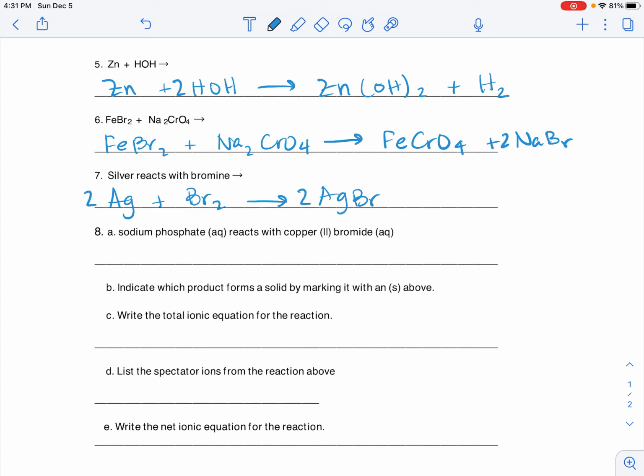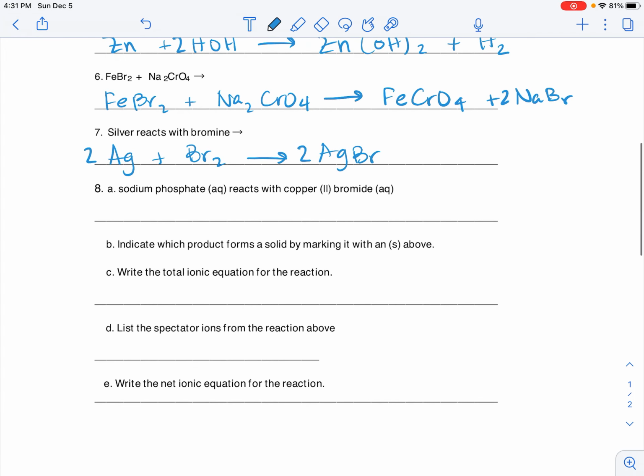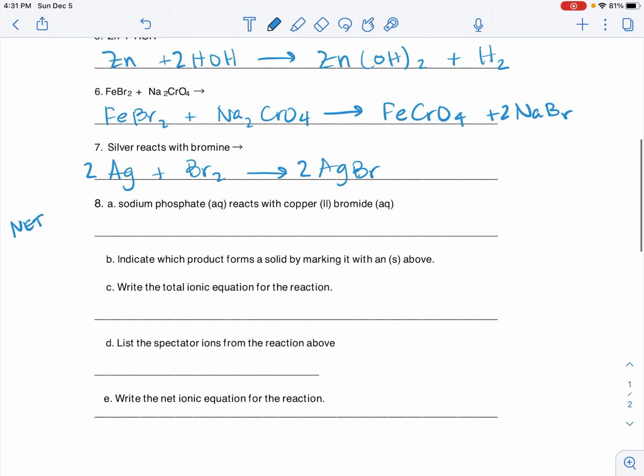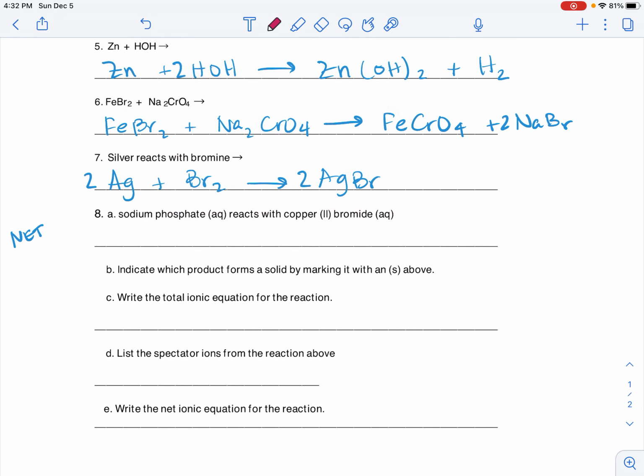Okay, so then for this number 8, and there'll be a question like this on the test as well, this is the net ionic one that we learned last, where you're going to break it down each step, including labeling the solid. So we got to crisscross first. It might be helpful to write the charges out first. So if I were doing this, I'd write sodium as +1, phosphate is -3, copper is, that's a Cu, is +2, and bromine is -1.